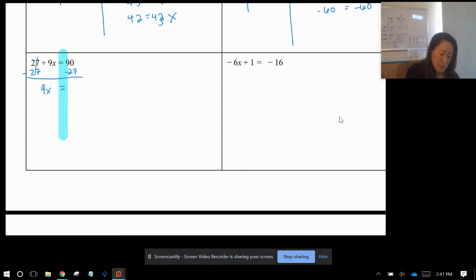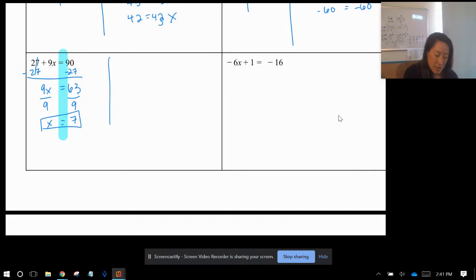9x is equal to 63. Now that I have my 9 mystery bags and 63 weights, I'm going to divide by 9 to see how much is in each mystery bag. And I get 7 pounds in each mystery bag.